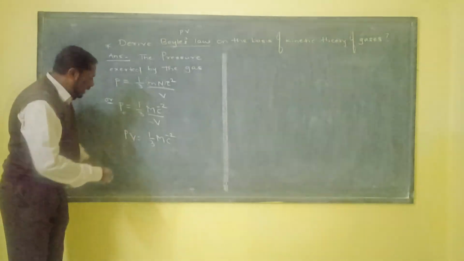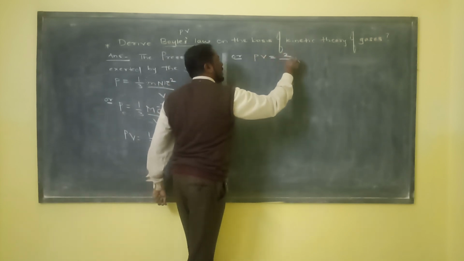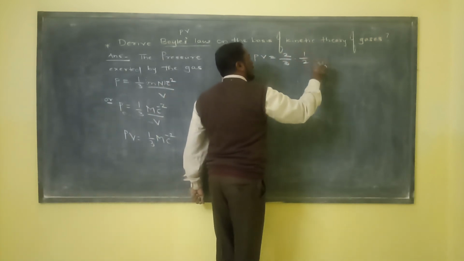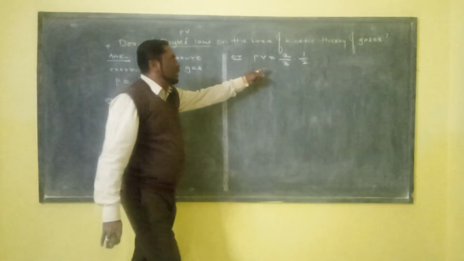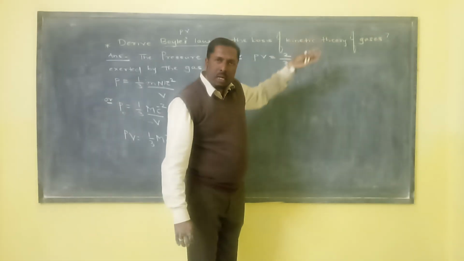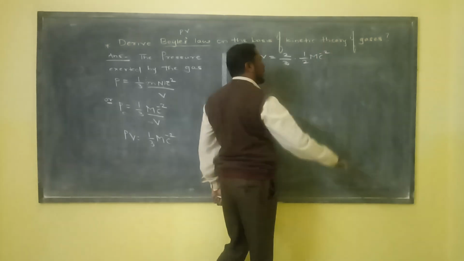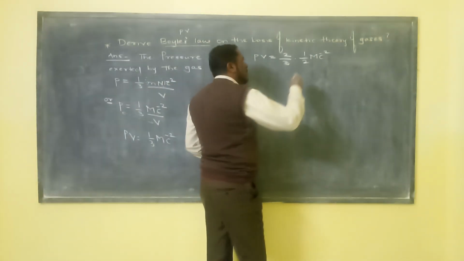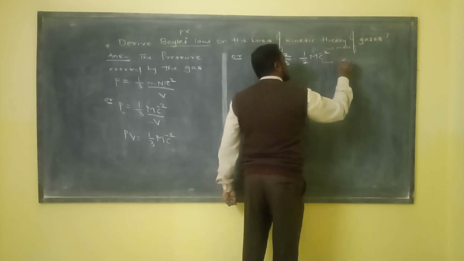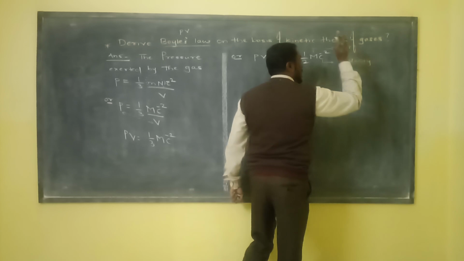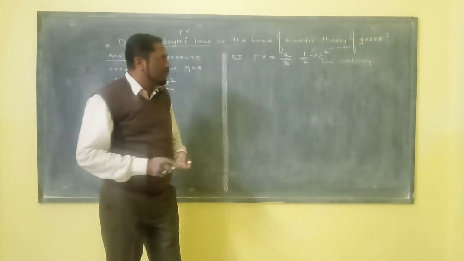We can also write it as PV is equal to 2 by 3 into 1 by 2 M bar C square. Multiplying 2 in the numerator and 2 in the denominator, it remains as it is. M is the mass and C is the velocity. From high school you are familiar that 1/2 mass into velocity square is the kinetic energy.